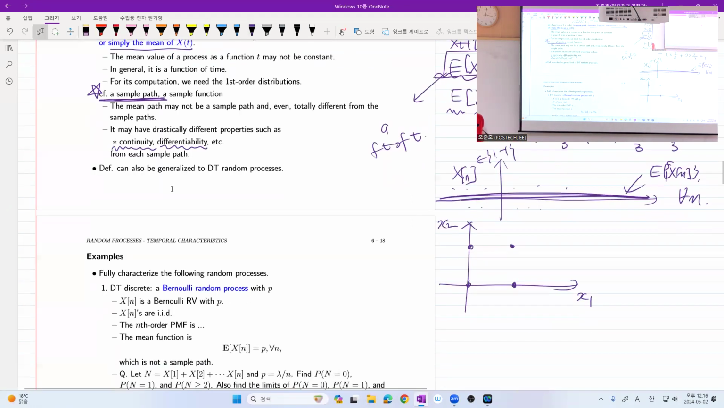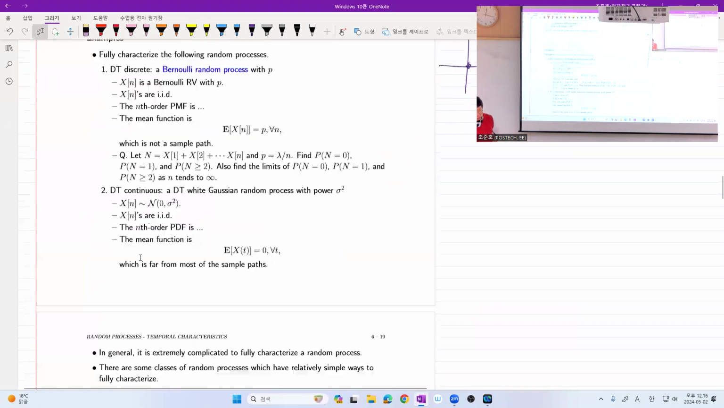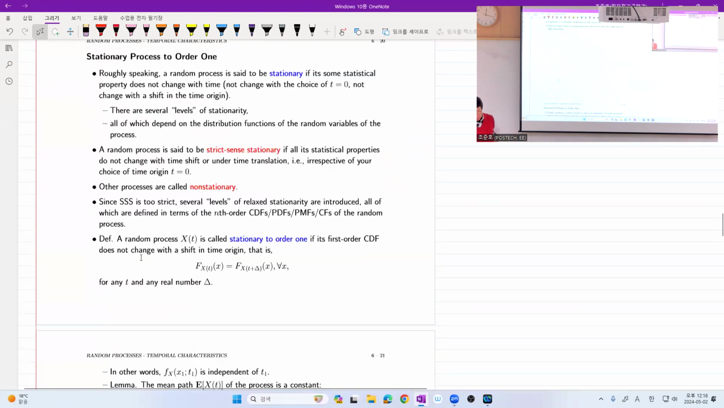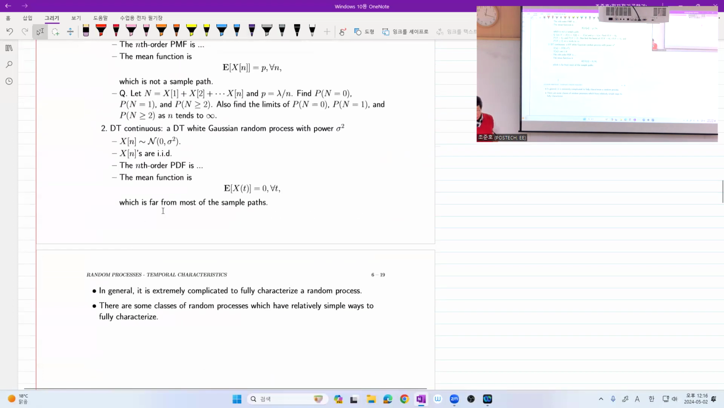Anyway, we've just seen some examples, but let's go back to this full set of examples and talk about stationarity next time. Okay, that's all for the day.